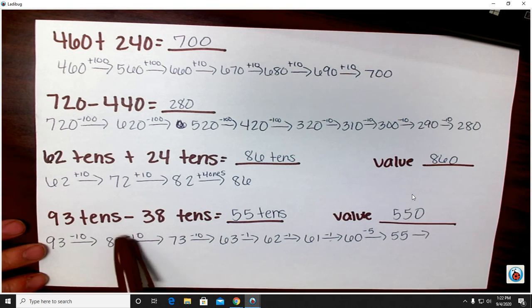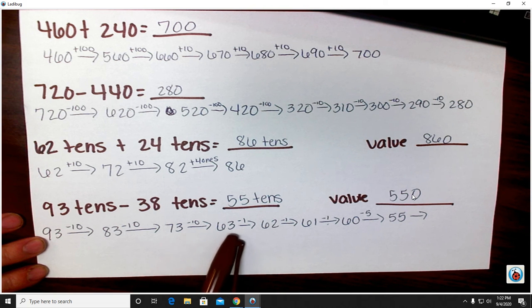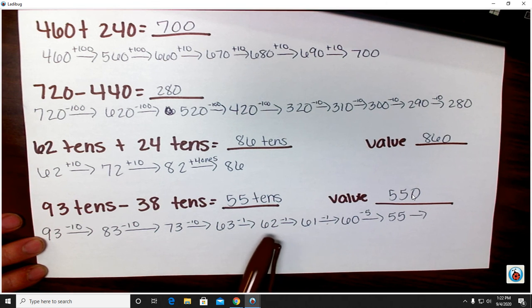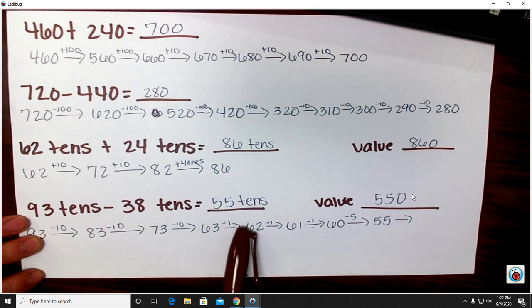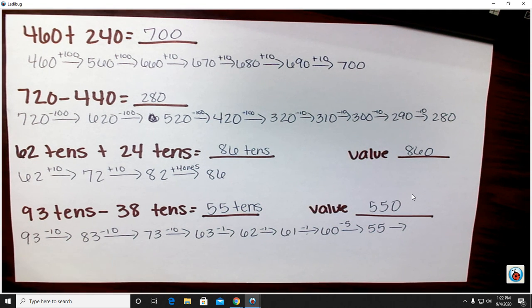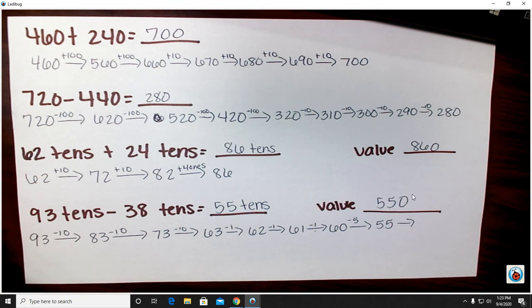And then 93 tens minus 38 tens, I just counted back 10 3 times to get 30. And then I kind of broke it into ones till I got back to my 60, and then I just subtracted 5. But there's no wrong way or right way to get the answer as long as you come up with the same answer as me. You maybe did 93 minus 30, and then whatever you got minus 8, okay?